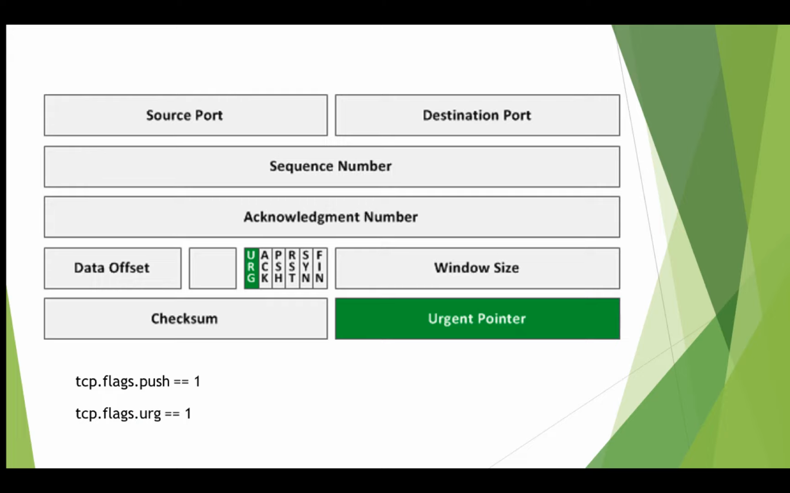This is the urgent pointer that we were discussing. That is a part of the TCP header, and you have to remember that it always says the value just after the urgent data, the very next value after the urgent data.